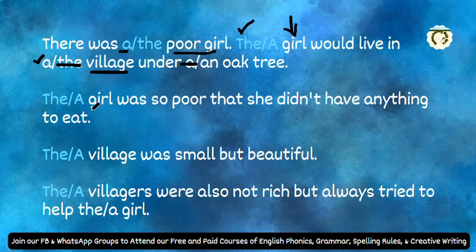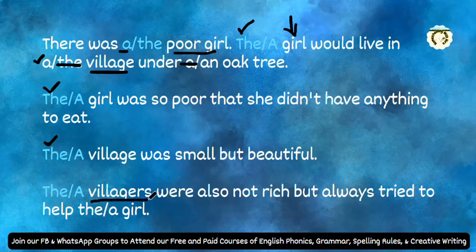Now again we are talking about the girl, and now we know which girl we are talking about, so we will say the girl was so poor that she didn't have anything to eat. Village was small but beautiful. Now we are using the word village for the second time, so we know which village we are talking about. We'll say the village was small but beautiful, right? Because we have already talked about village in the first line. Now we cannot use a village was small. The village was small, it's right.